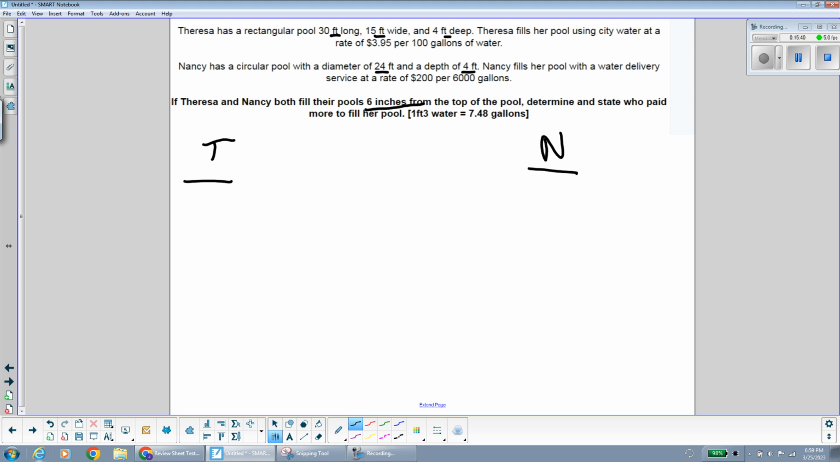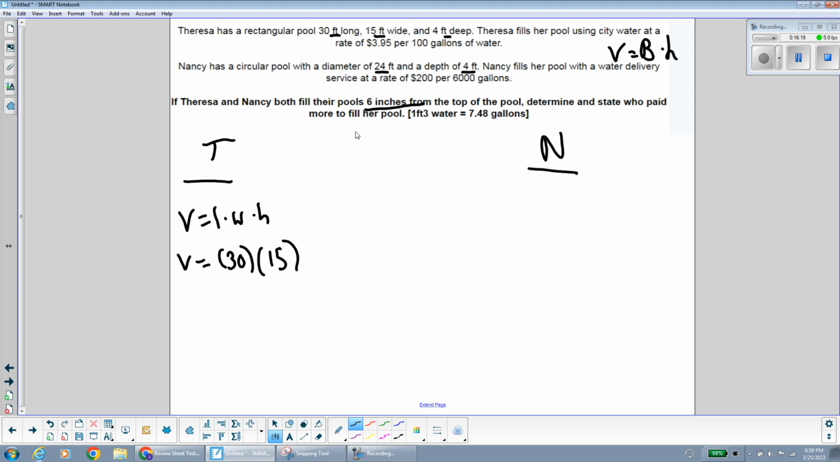Okay, Teresa's is a rectangular pool. So remember that we can find the volume of anything by taking the area of the base and multiplying by the height. So if it's a rectangular pool, the area of the base, since it's a rectangle, will be length times width. So what we're going to have here is length times width times height. So the length is given to us as 30 feet. The width is given to us as 15 feet, and the height or the depth in this case of the pool is 4 feet. But we're not filling the pool all the way up to the top.